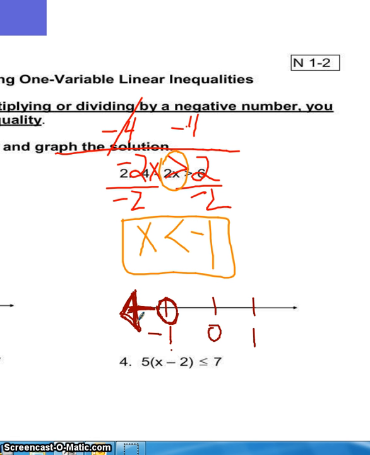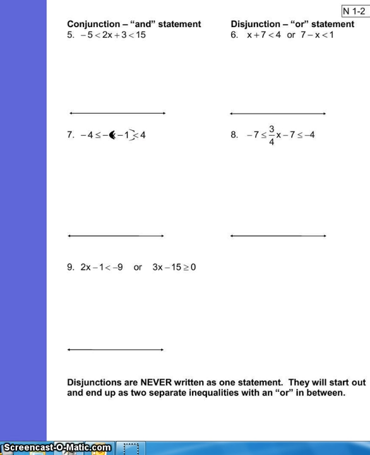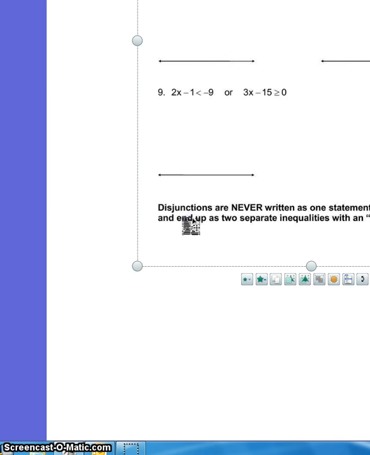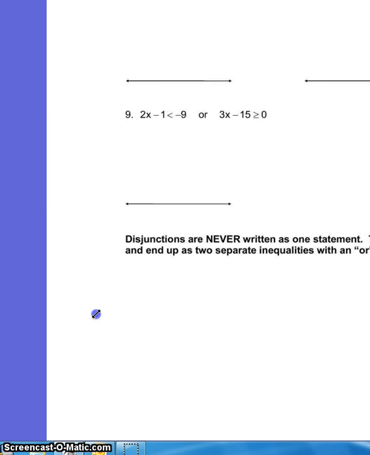Okay, let's go to the next page. So now we're going to look at number 5 and 6. These are statements when we have conjunction and or disjunction statements. I'm going to increase this again so we can focus on what we want to see, and it'll be easier for you to see me.